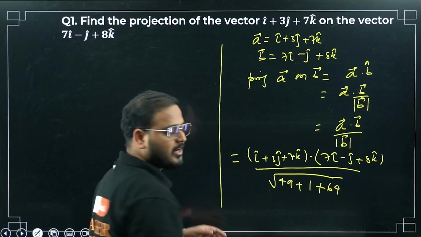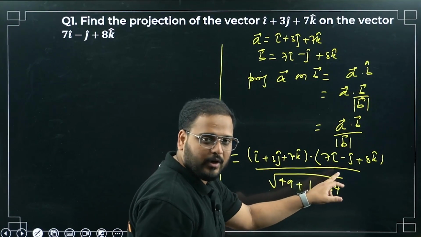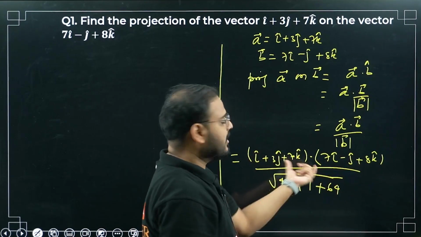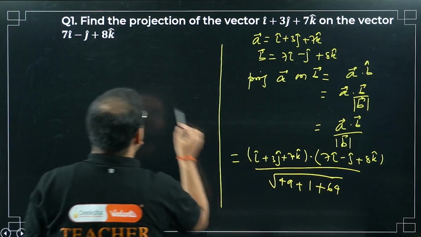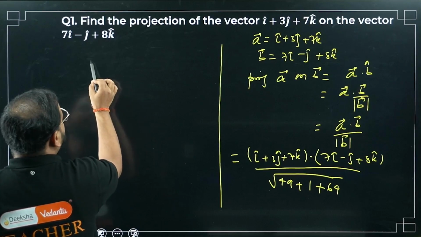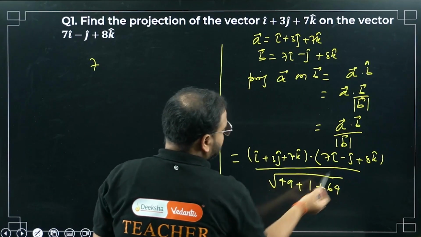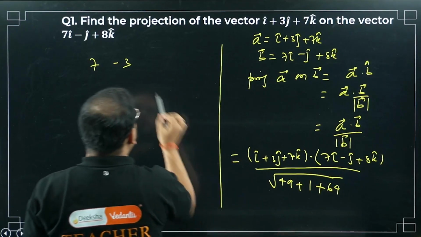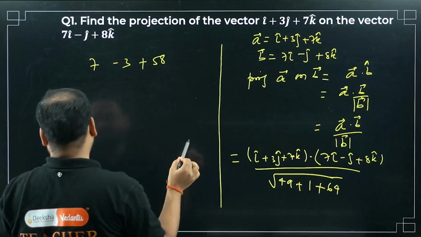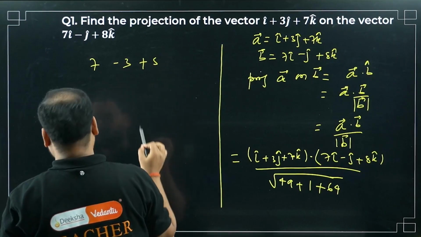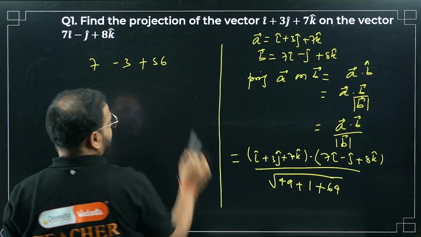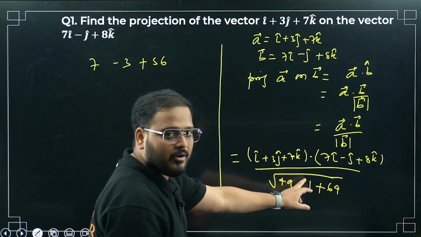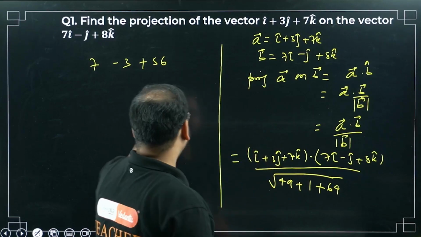Now how would you solve it? If you're taking the dot product, i with i will give you 1, but i with j will give you 0, cos 90, and i with k will also give you 0. So take the like components. 7 with i gives simply 7. 3j with minus j gives minus 3. 7k with plus 8 gives plus 56. So 7 minus 3 plus 56. We know the result of a dot product is always a scalar. That's why it's a number like this.